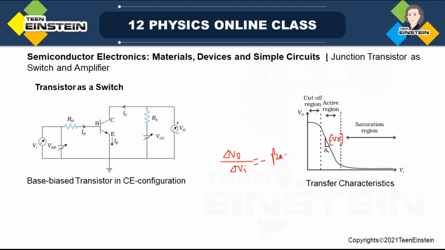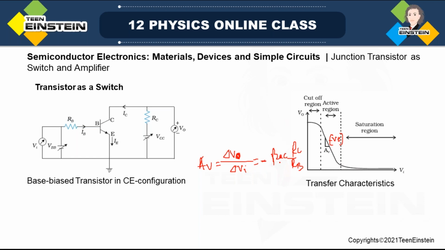Minus beta AC RC by RB. So this is what we get as small signal voltage gain. This is called small signal voltage gain and denoted by AV. And look here, the minus sign is denoting the decreasing slope of the output voltage as you increase the input. That's why this minus sign.